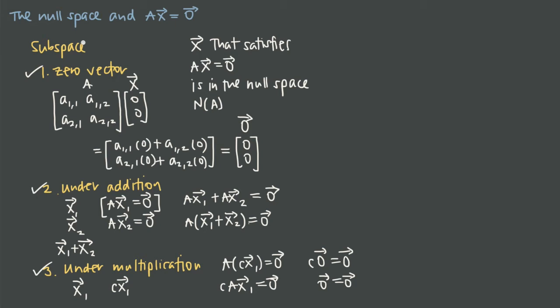And that's always going to be the case. We proved that with all of these generic vectors here. So no matter which vector I pick for x sub 1 or x sub 2, these things are always going to hold. The null space is a subspace.